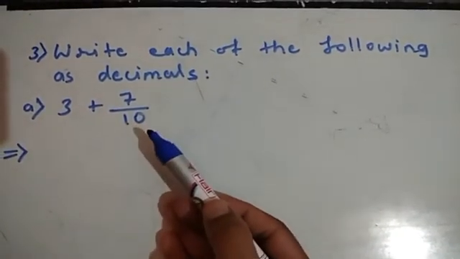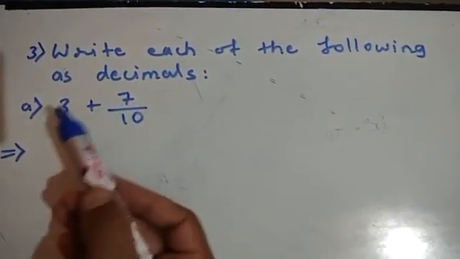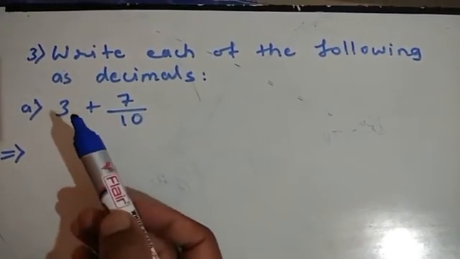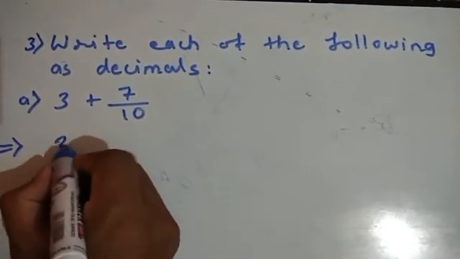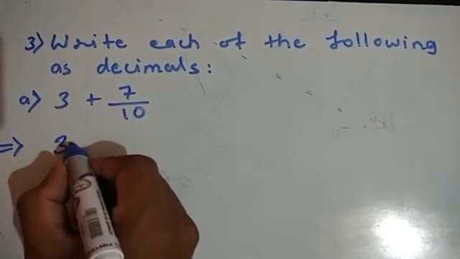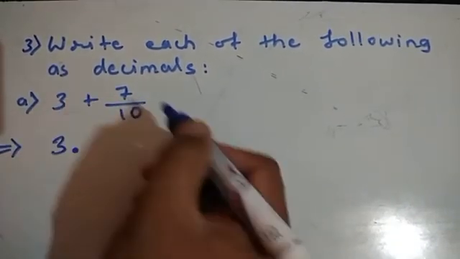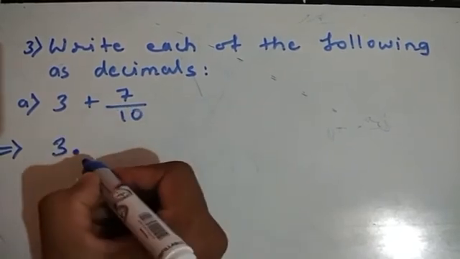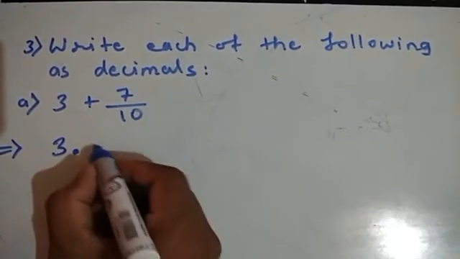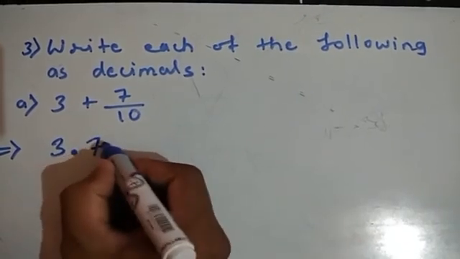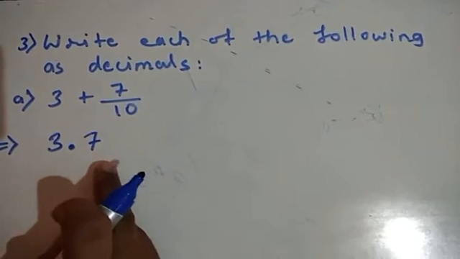Here one example, see 3 plus 7/10. Now this number we are going to write as a decimal. Now here see students, how many ones we have? 3. And we know that after ones here we will get decimal point first and then next places will come, right? Now after ones tens will come, that we know very well. How many tens we have? 7/10. Therefore 7 will come here. Therefore 3 plus 7/10 we can write as 3.7.